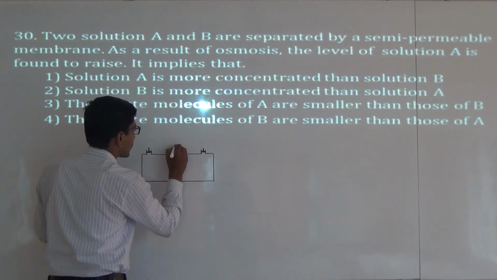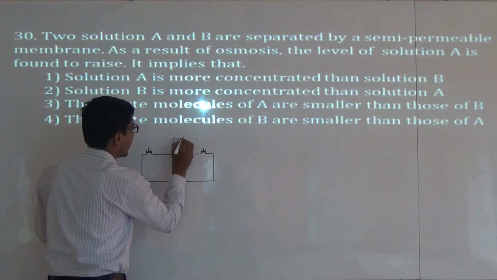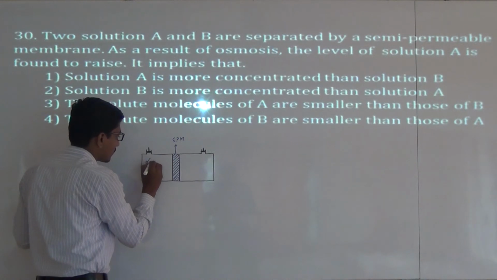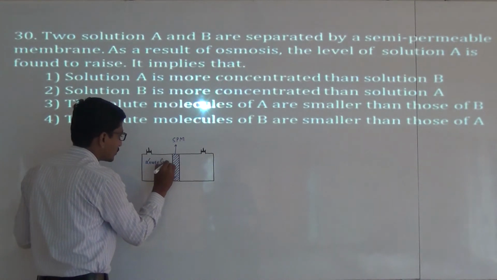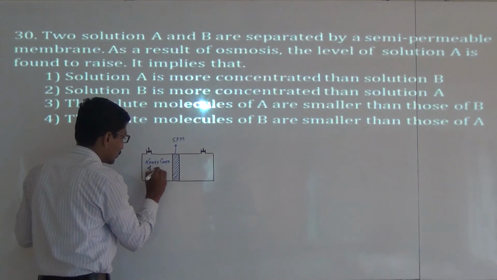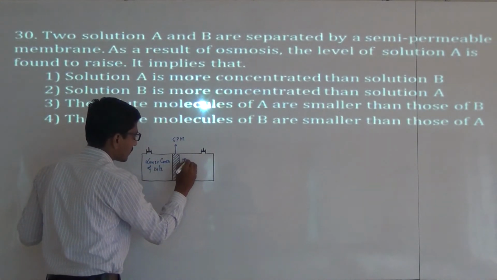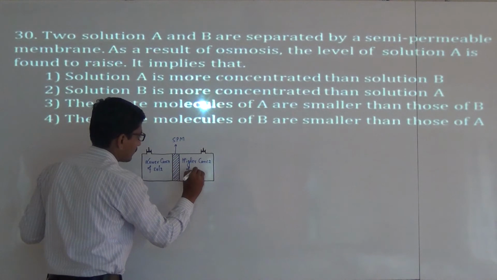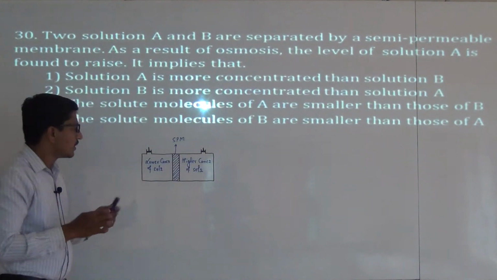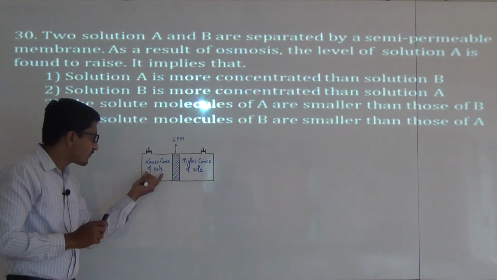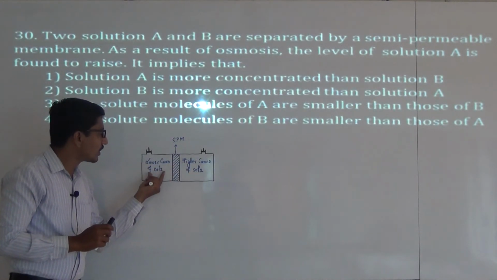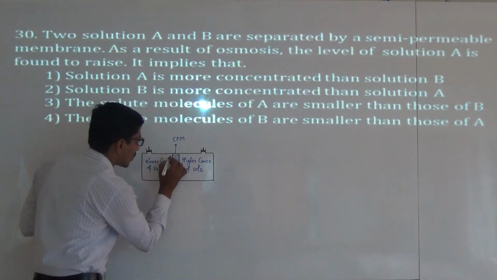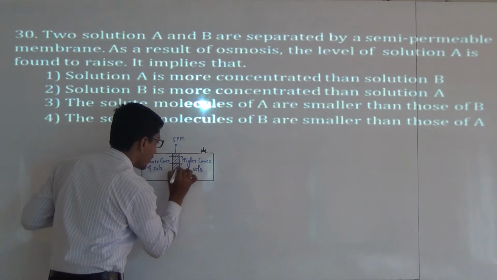This one is the semi-permeable membrane. SPM means semi-permeable membrane, and in the left side is the lower concentration of solution, in the right side the higher concentration of solution. Osmosis is nothing but the spontaneous flow of solvent molecules from lower concentration or solvent to higher concentration or solution. The flow of solvent molecules is from lower to higher.